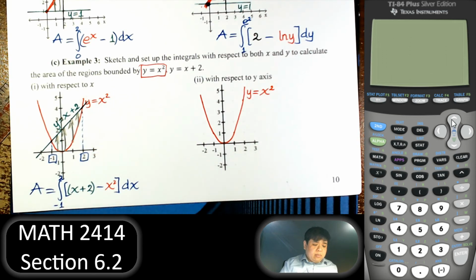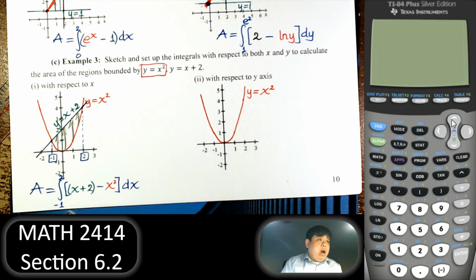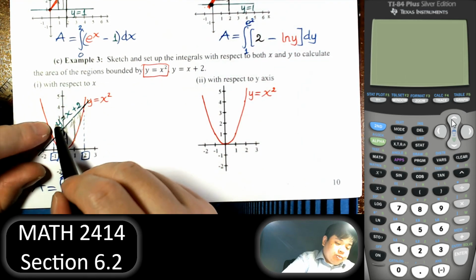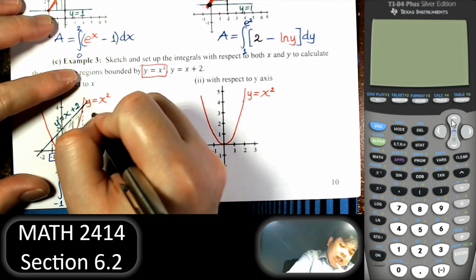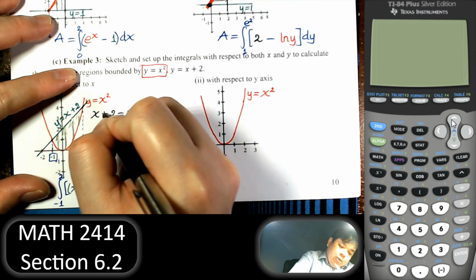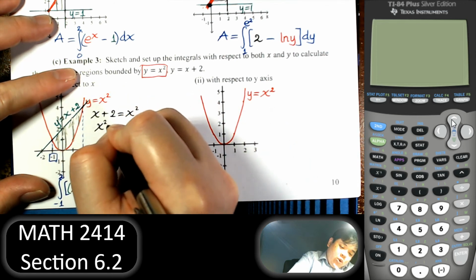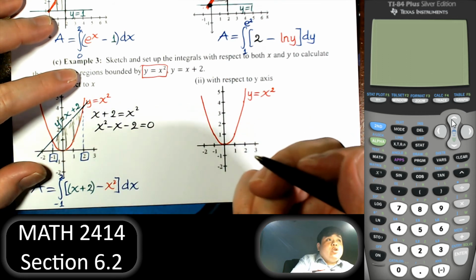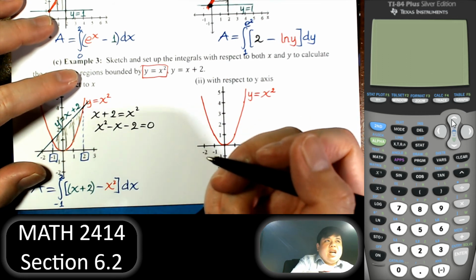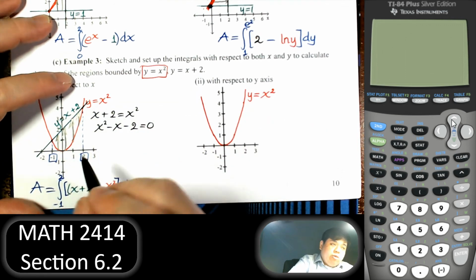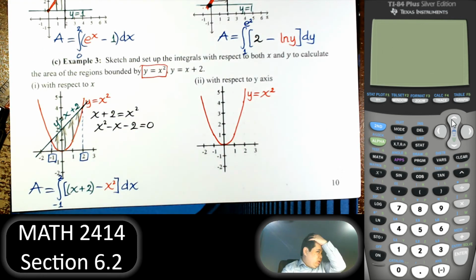By the way, you might say, why do we know negative 1 and 2? Well, if we want to solve for those points, we just make them equal. Both of them equal to y. So why don't we make them equal each other? Move this to the other side. X squared minus x minus 2 equal to 0. And now we just solve for x. That should be simple, right? Quadratic equation. We should have negative 1 and 2.